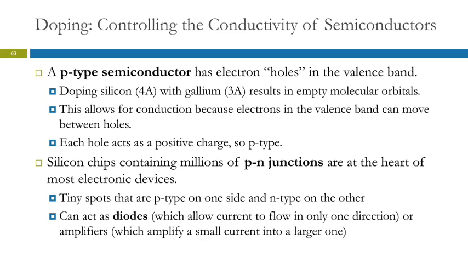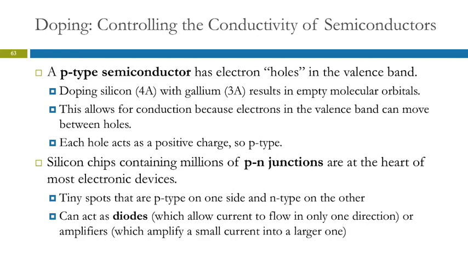A p-type semiconductor has electron holes in the valence band. Okay, so let's go back to the highway. So you're on this jammed up highway, and what if an alien spaceship came through and vaporized all the red cars? That would leave some holes, right? You'd be getting rid of some of the cars, and now the car behind the hole could move up, and the car behind them could move up. And it wouldn't be super fast, but you'd get some movement going on, right?